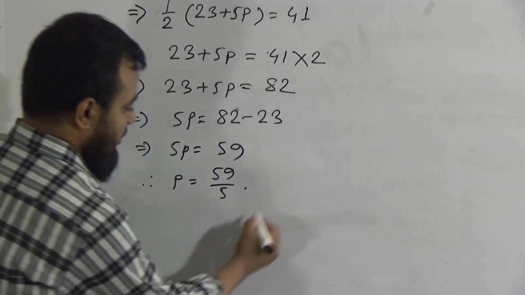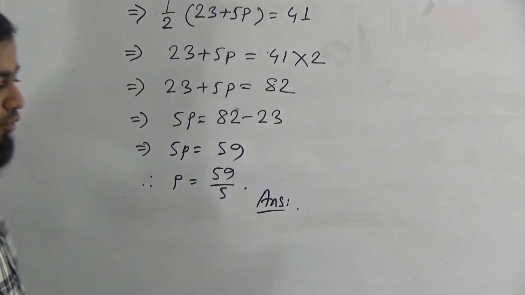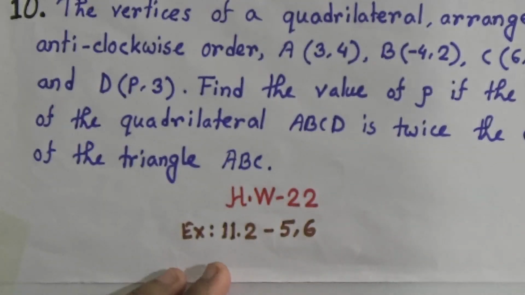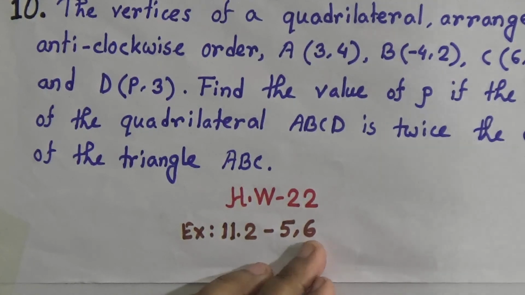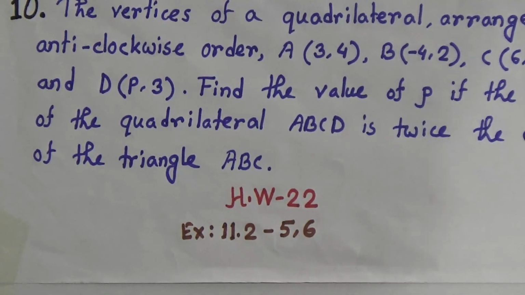I hope you have understood, my dear students, how to solve the questions, and what is the formula to find out the area of any polygon. Now you have homework, dear students. Your homework number is 22. I declared it before, and you must do as your homework questions number 5 and 6 from your exercise number 11.2. I think you have understood my today's lecture.